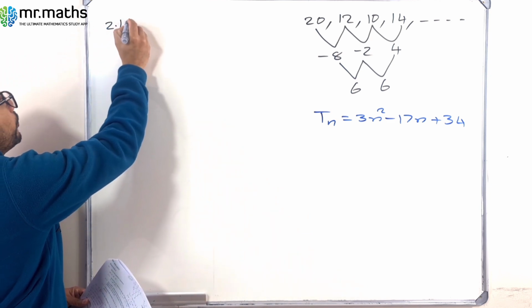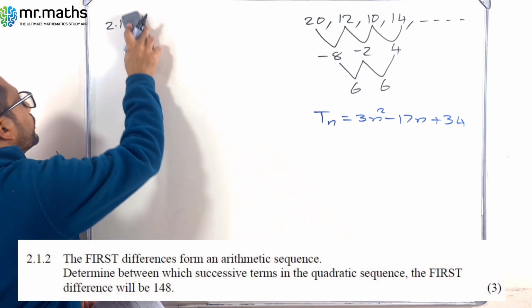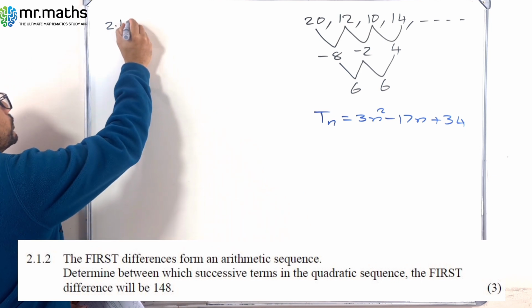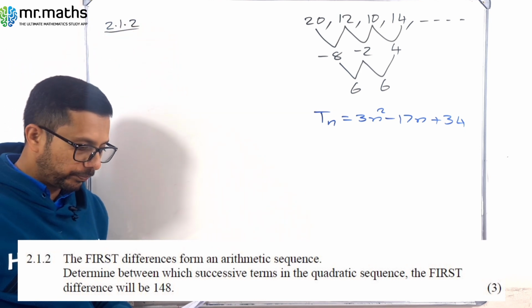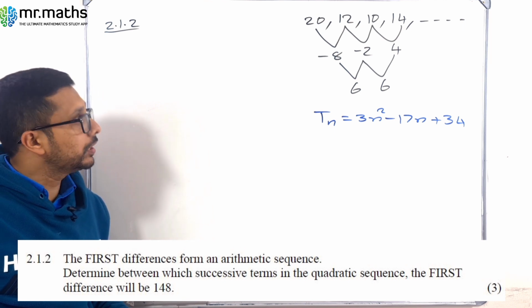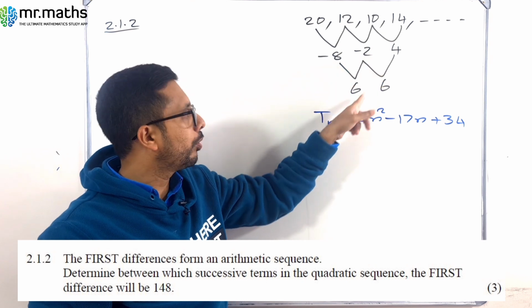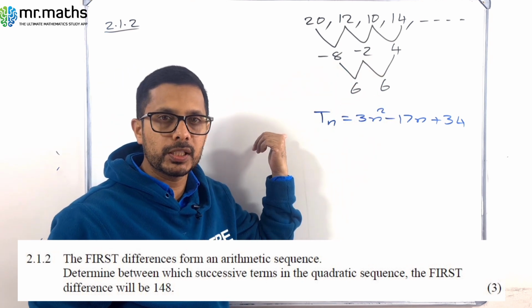Question number 2.1.2. So it's 2. Okay, what is question number 2.1.2? The first difference forms an arithmetic sequence. Yeah, of course, this is an arithmetic sequence. Am I right? Because the common difference is 6. So if there is a common difference, that is an arithmetic sequence.